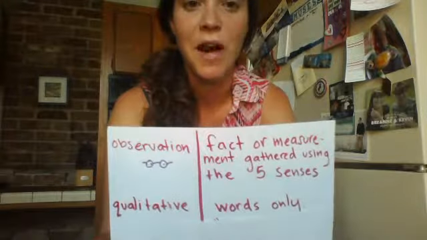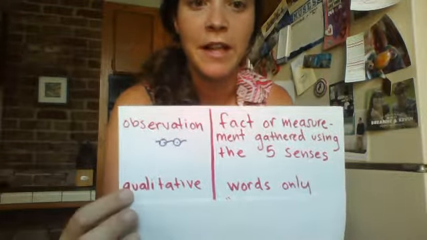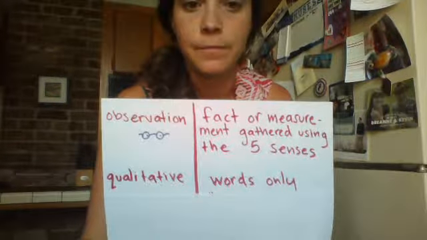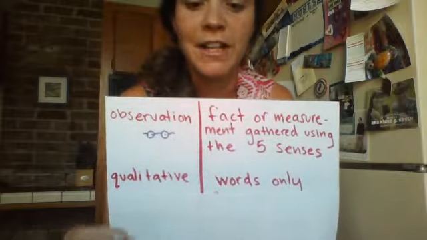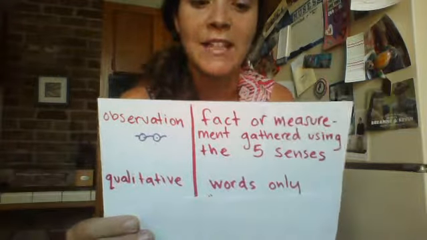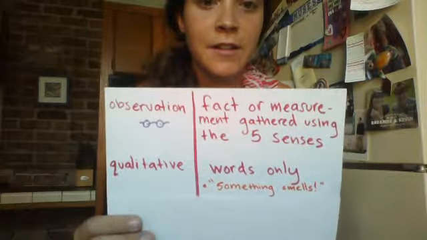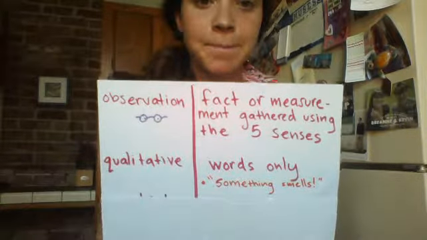So your next vocab word, which should go on the left of your notebook, is qualitative, and you're going to write words only. Underneath that, you're going to write a qualitative observation. My example was, something smells. Which is true. That is what I noticed, but in science, we need to make observations as specific as possible.